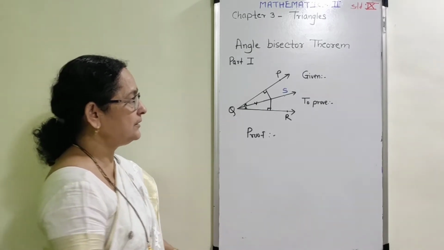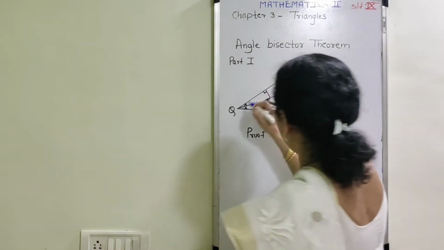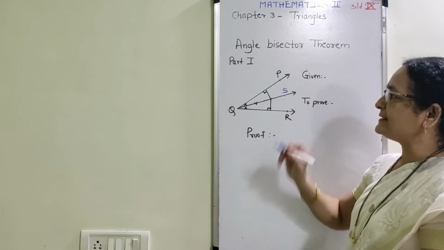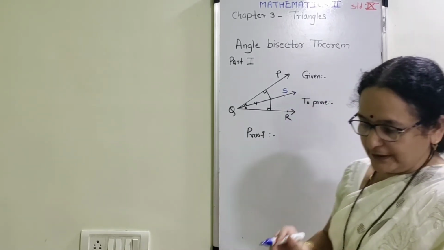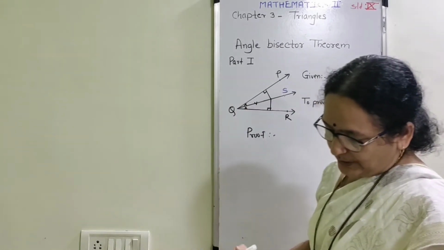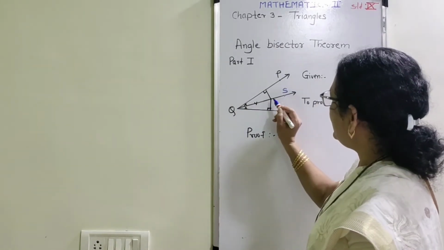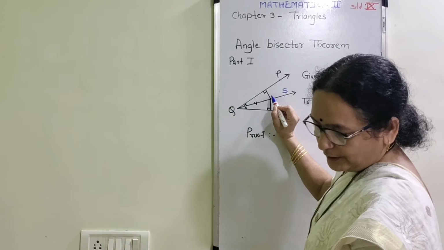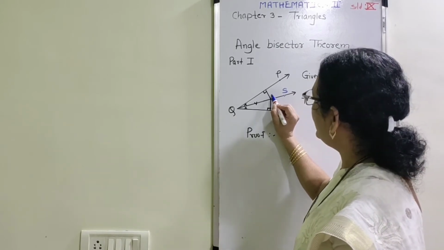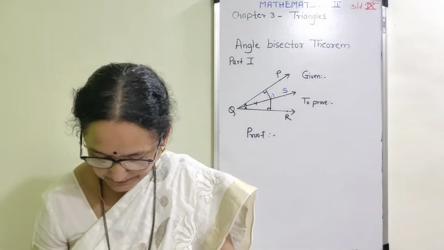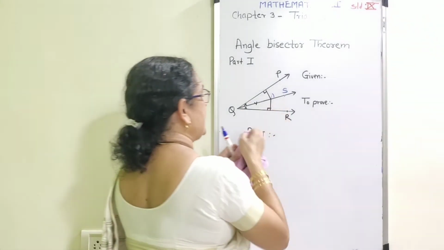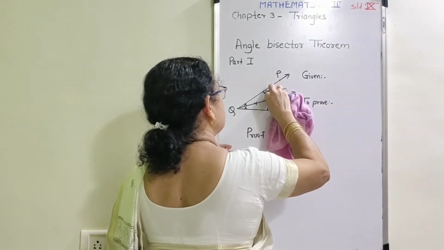Now in the figure they have given angle PQR and QS is the angle bisector of that angle. On this angle bisector they have given point A, and you are going to prove that point A is at equal distance from both the sides.